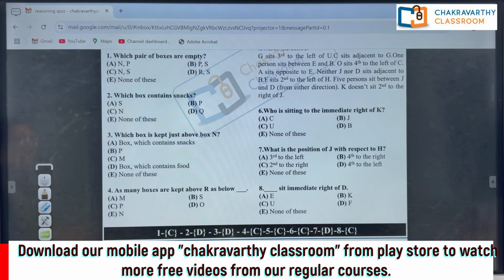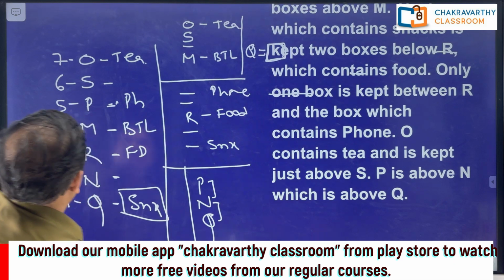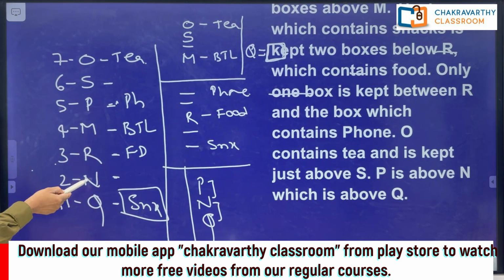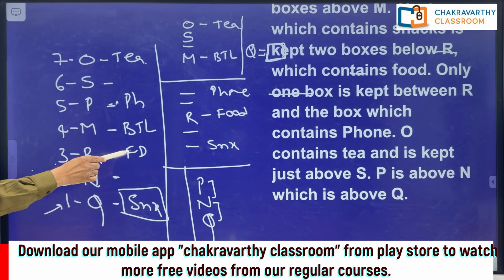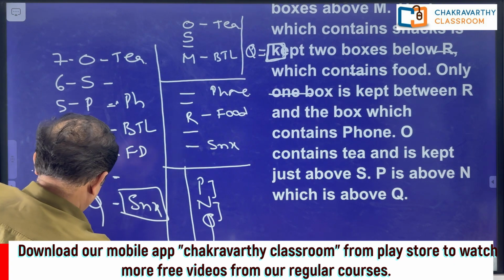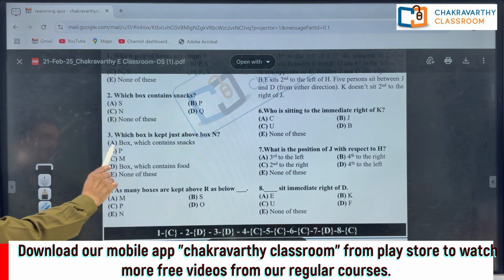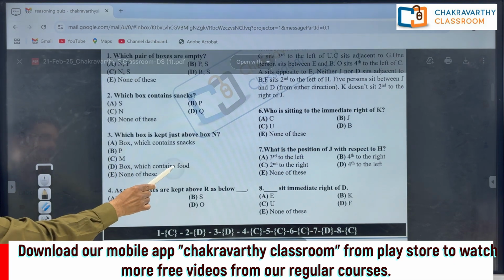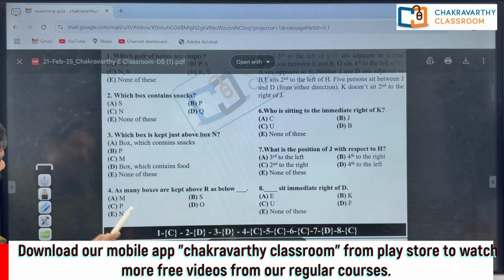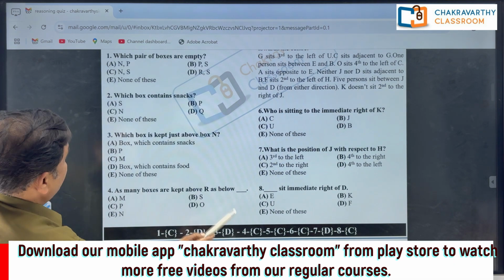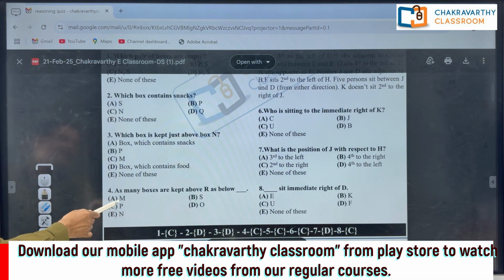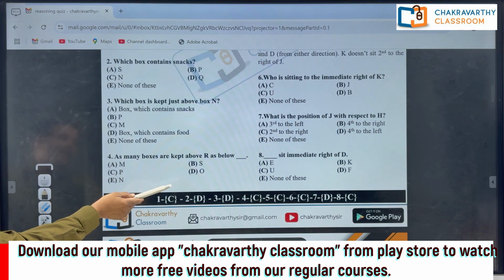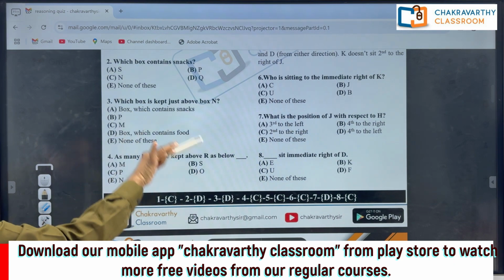Which box is kept just above N? Now you see, just above N, which box is there? Now this is the arrangement. Just above N is R, having food inside. Okay, now here, which box is just above N means the box which contains food. This one. So that should be D. Third is D, right?